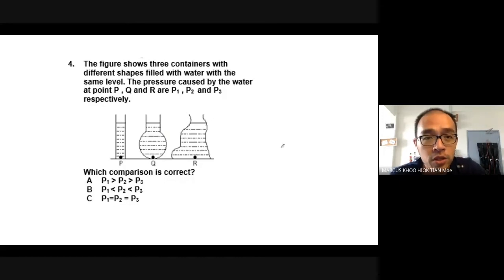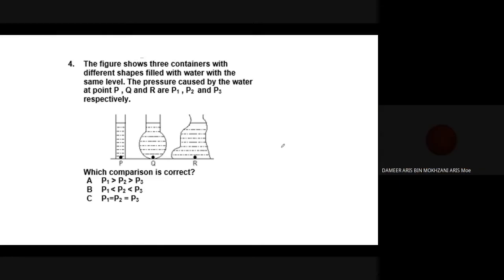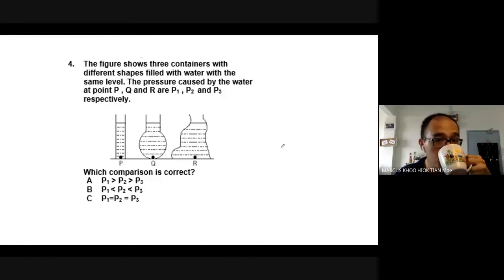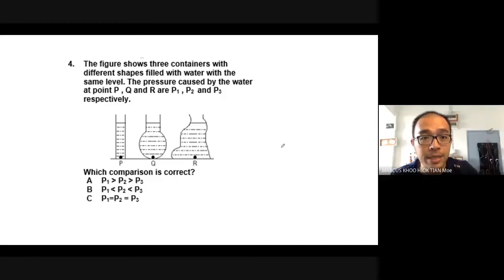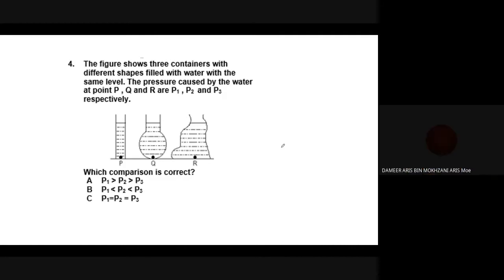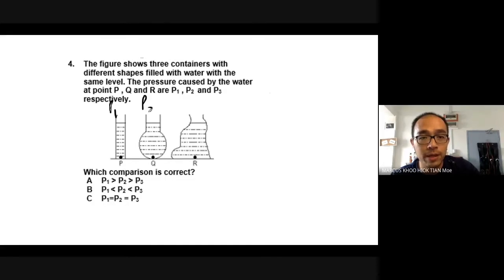The figure shows 3 containers with different shapes filled with water at the same level. The pressures caused by the water at points P, Q, and R are P1, P2, and P3 respectively. Which comparison is correct? Damir, straight away, no need to calculate. A. P1 is greater than P2 is greater than P3. B. P1 is smaller than P2 is smaller than P3. So the pressure here is the smallest, and the pressure here is the biggest. Is that what you mean?